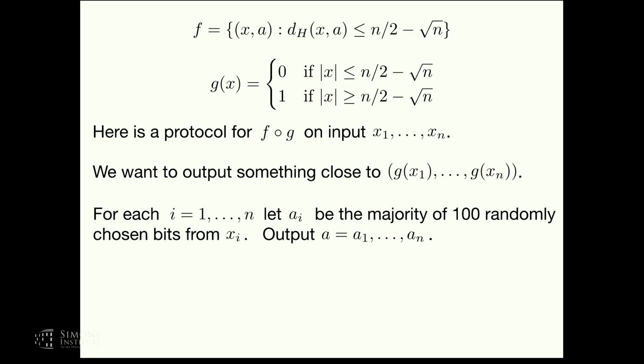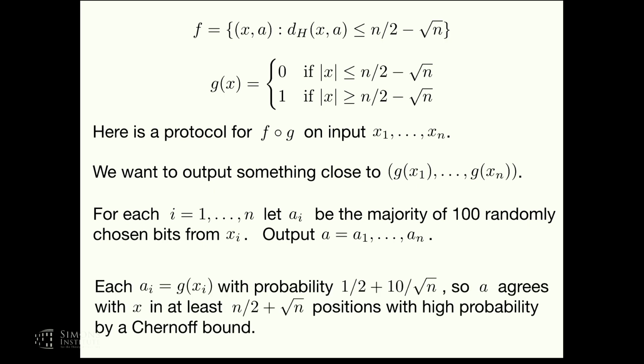For each i from 1 to n, we're going to query 100 random bits of xi. We're going to take the majority, and we're going to set ai equal to that. And then we're going to output that a. Okay?